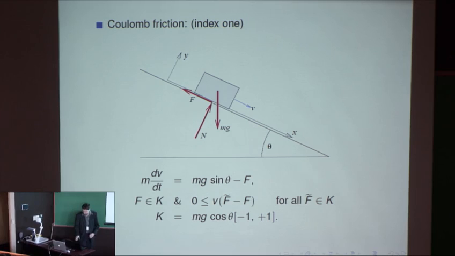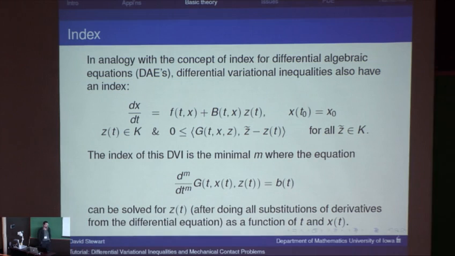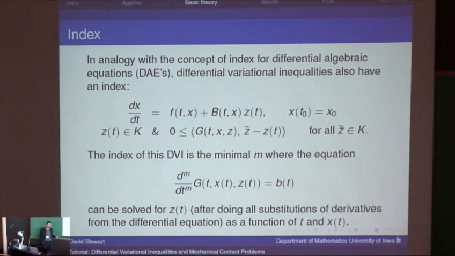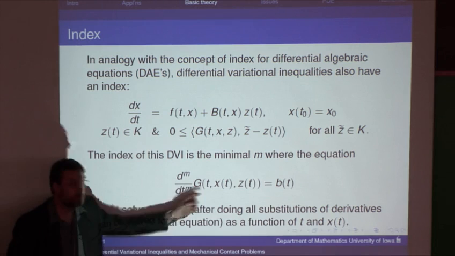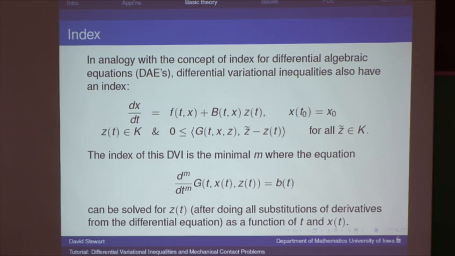Okay, now let me explain what this index is. The idea of index was used by people in differential algebraic equations. The definition here is a little bit different from theirs. It differs by 1. Now, the idea is that the index of the DVI is the minimal m where the mth derivative of this function that we use in either the complementarity or the variational inequality equals b of t, for a given b of t, can be solved for z of t, perhaps after doing all substitutions of derivatives from the differential equation. You can write that as a function of t and x of t.